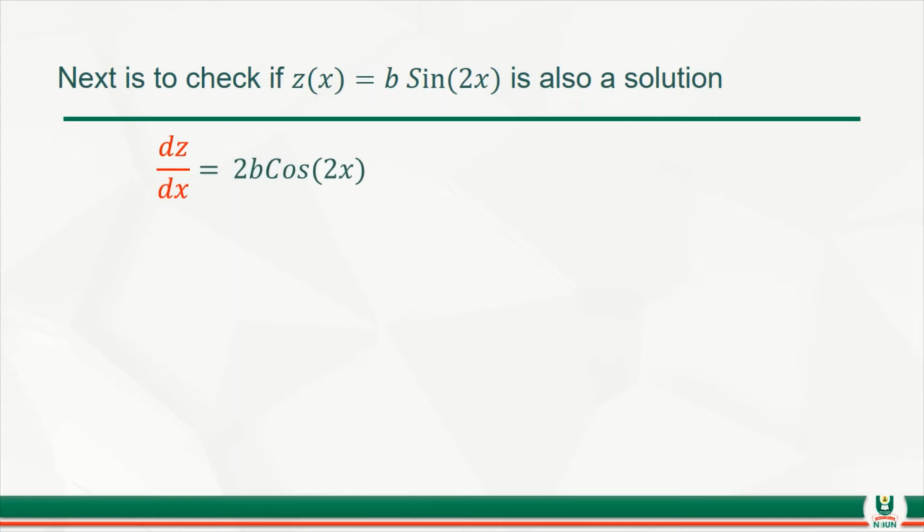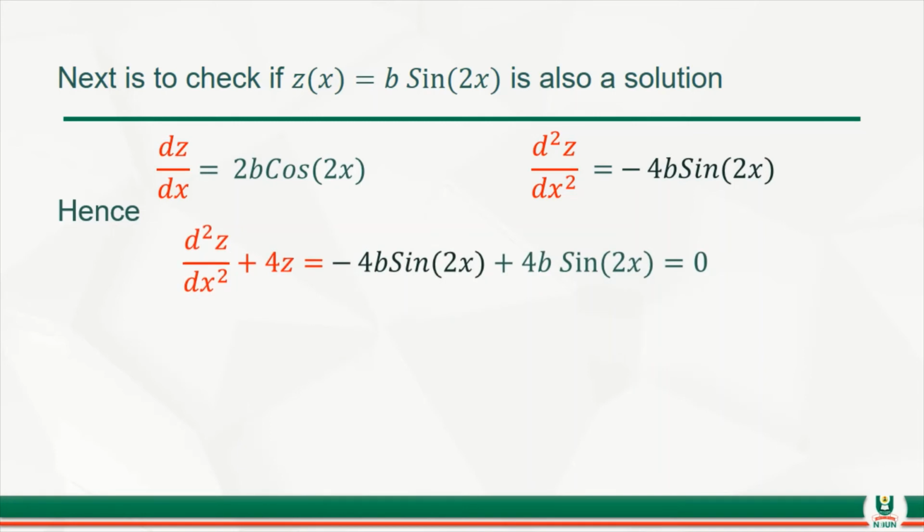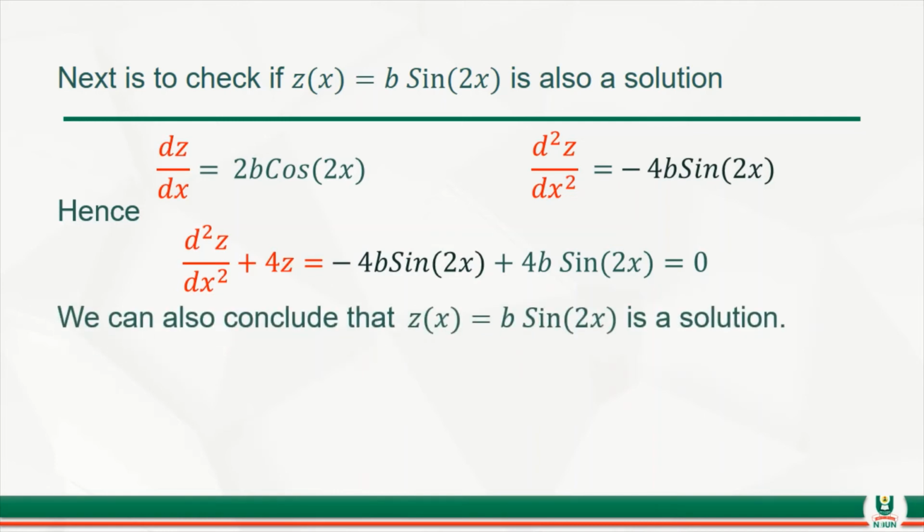Let's consider and use z again. Now we have z equals b sin 2x. Our task now is to substitute this into the problem to test if it is indeed a solution. But before we can proceed, we need to differentiate it twice. The first derivative is 2b cos 2x. The second derivative is -4b sin 2x. If you substitute into the problem, you see that it is indeed equal to 0. What does that mean? It means that b sin 2x is a solution.